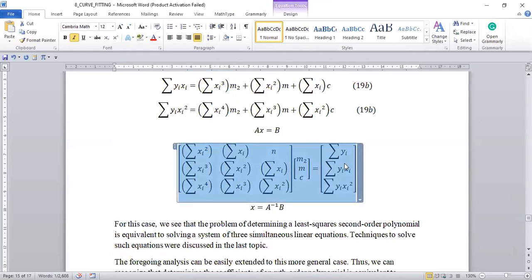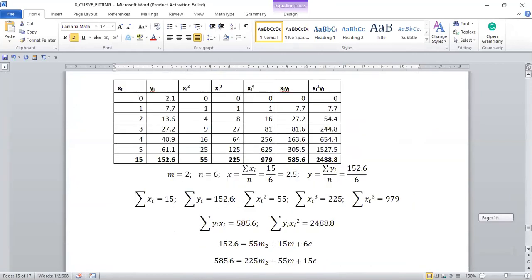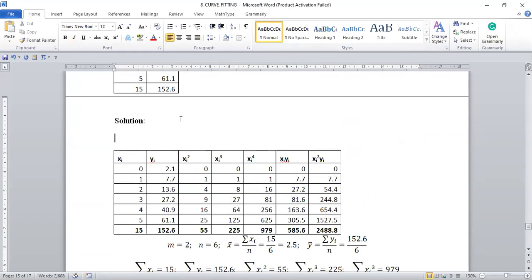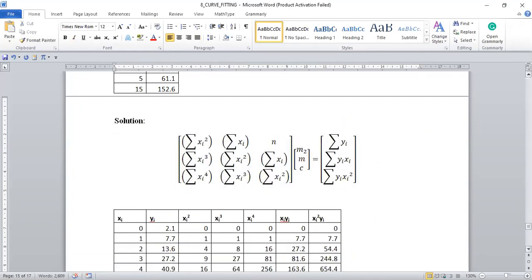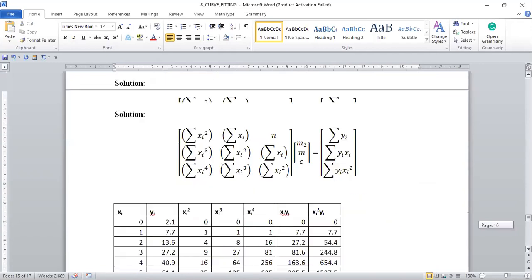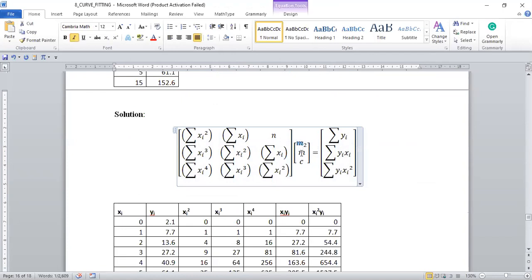So I told you that we didn't eventually solve this linear algebraic equation, but I attempted to solve it. And the way I attempted to solve it was I expressed it in matrix form. So we want to get this coefficient, right? We want to get the M2 coefficient. We want to get the M coefficient. We want to get the C coefficient.